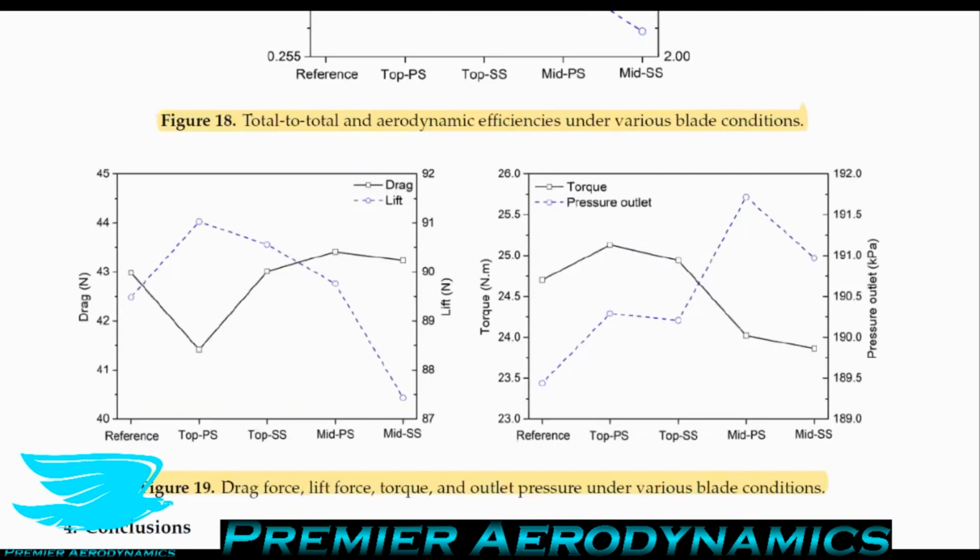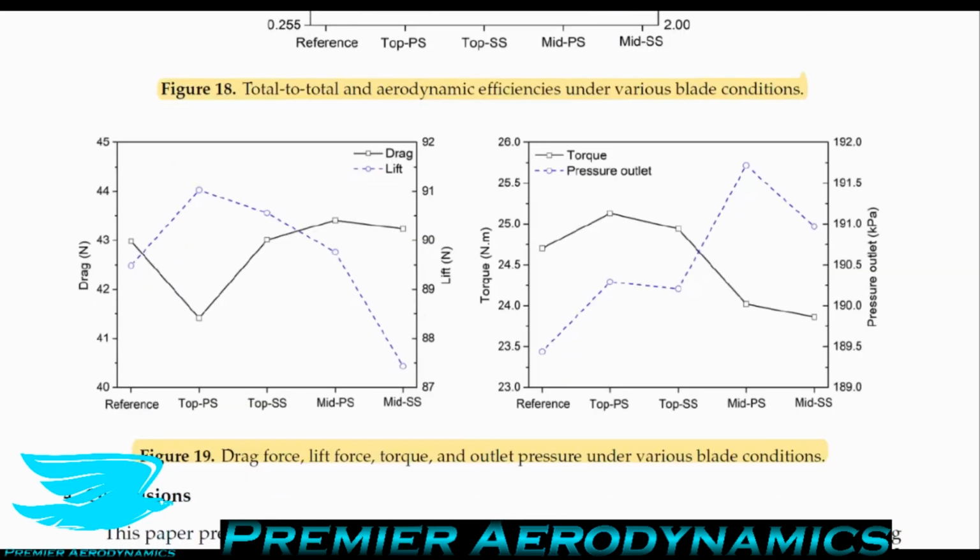And it plotted the drag and lift forces compared to where the damage was. And as I mentioned, if you damage the blade on the pressure side near the tip, you get a massive reduction in drag, about 4%. But if you damage it on the suction side, the drag doesn't really change too much compared to the reference case. And similarly, if you damage it on the midsection at the suction side, the drag doesn't change too much either. But if you damage it on the pressure side, the drag increases slightly. So what this means is there are only certain configurations where the drag will be reduced.